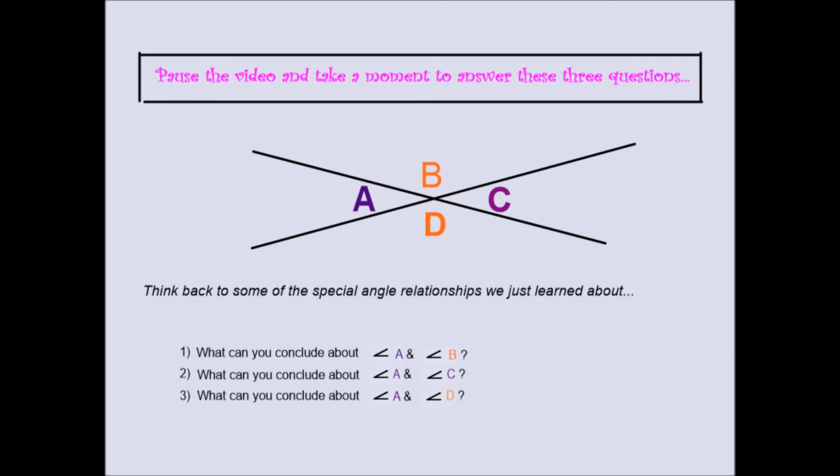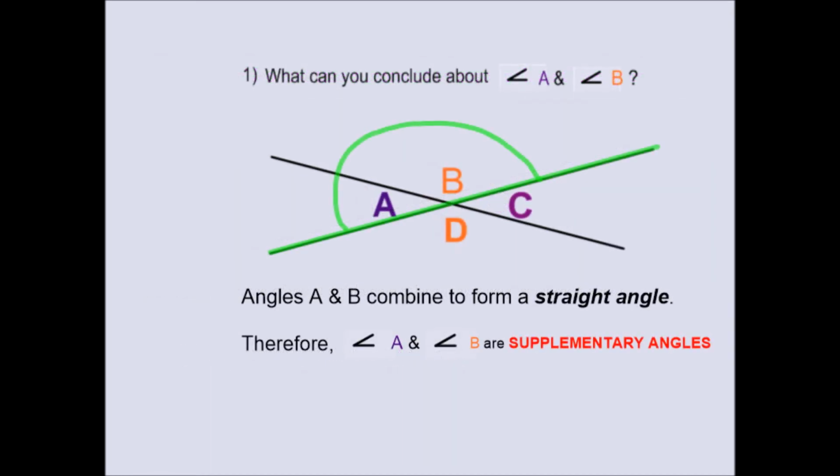Go ahead and take a second to pause the video again and try to answer the following 3 questions. What can you conclude about angles A and B, A and C, and A and D? Let's take a look at question 1. What can you conclude about angles A and B? Here I've highlighted the fact that A and B combine to make a straight angle. A and B add up to 180 degrees, which makes them supplementary.